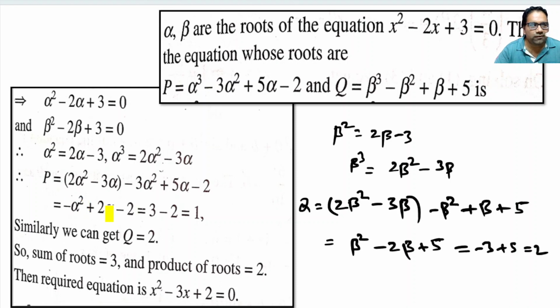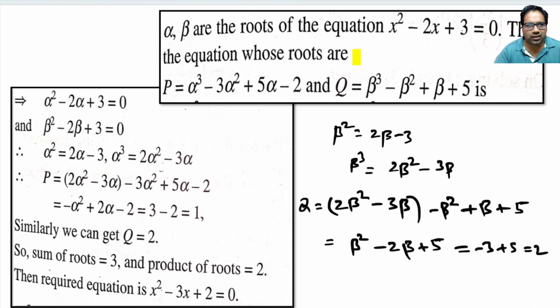Now, minus alpha square plus 2 alpha. What is this? See, alpha square minus 2 alpha plus 3 equals 0. That means if we take this part to the right side, minus alpha square plus 2 alpha becomes 3. So 3 minus 2, this part is 3, 3 minus 2 is equal to 1. So we found out what is p. P is 1.